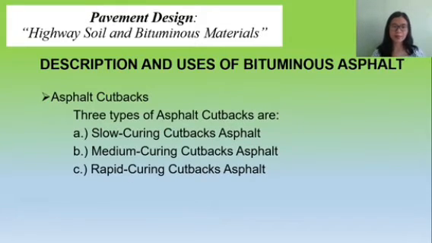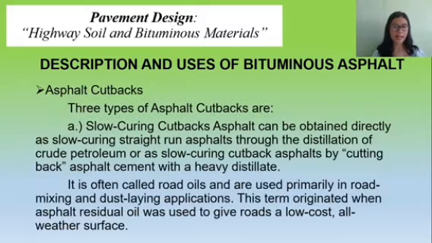So we have three types here of asphalt cutbacks. We have the slow curing cutback asphalt, medium curing cutback asphalt, and rapid curing cutback asphalt. Slow curing cutback asphalt can be obtained directly as slow curing straight run asphalt through the distillation of crude petroleum, or as slow curing cutback asphalts by cutting back asphalt cement with a heavy distillate. They have lower viscosities than the asphalt cement and harden very slowly, from the word slow curing.